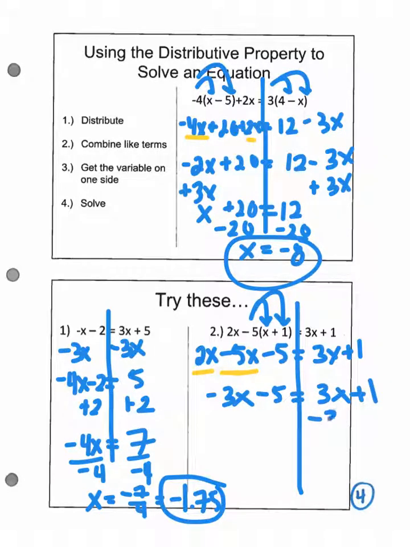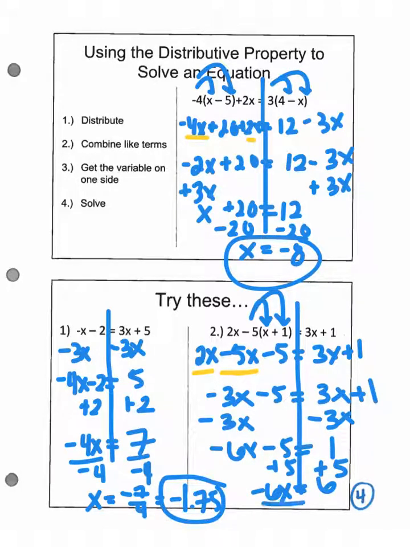And then I want to get the variable to the left. So I've got -6x minus 5 equals 1, and get the constant to the right. So I add 5, use my inverse operations. That gives me -6x equals 6, and I use the inverse operation of multiplication, division, to solve, giving me x equals -1, which is my final answer for that problem.